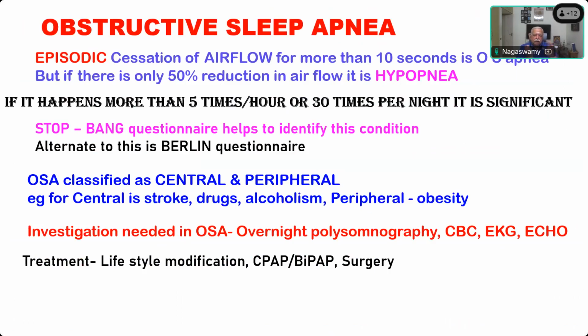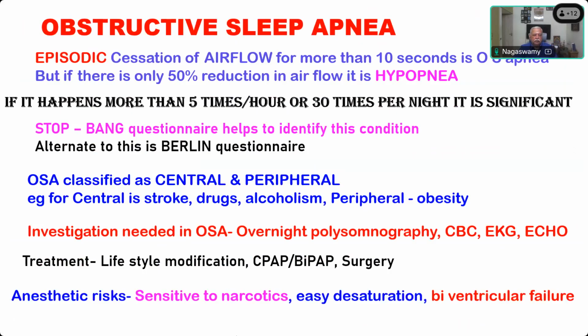So they have tried improving the diameter of the upper airway, the pharyngeal canal, by doing a uvuloplasty, palatoplasty, and removal of the tonsil. All these things have been done to expand the upper airway so that the patient does not have a collapsed upper airway. The anesthetic risk in OSA patients is that they are very sensitive to narcotics, and they will desaturate much faster if you are not taking adequate precautions. And unless properly investigated, they may have biventricular failure because of long-standing OSA and pulmonary hypertension.